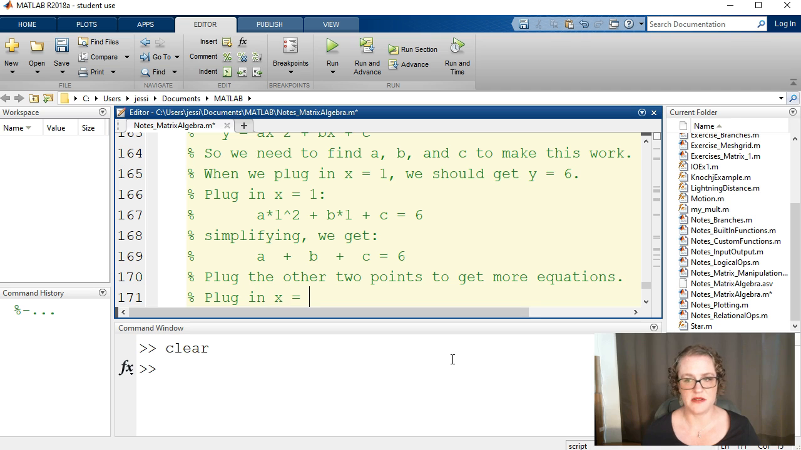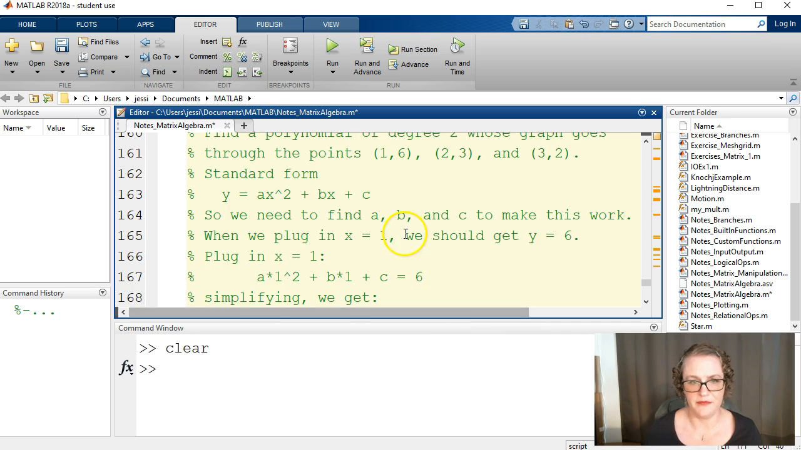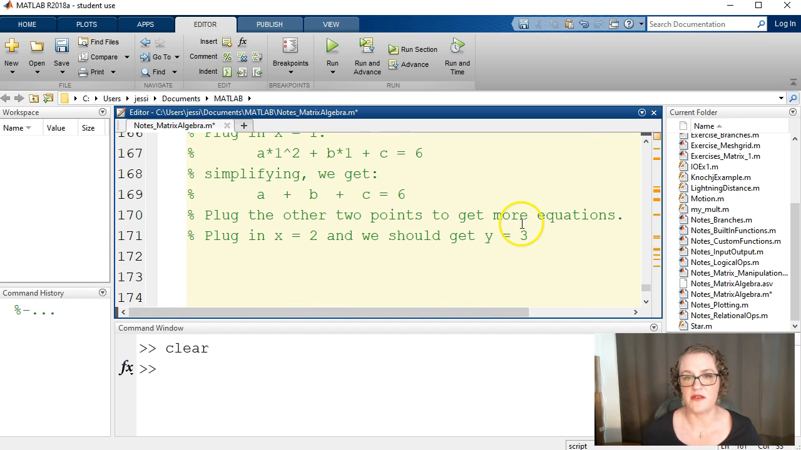Plug in x equals 2, and I'm supposed to get y equals 3, right? Let's just check. Yeah, 2, 3 was one of our pairs. So when I plug in 2, I should get 3 for the y value. In other words, ax squared is going to be 4a, because x squared is 4, plus b times x, so that's 2b, plus c equals 3.